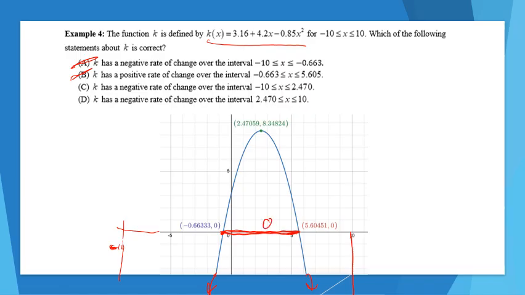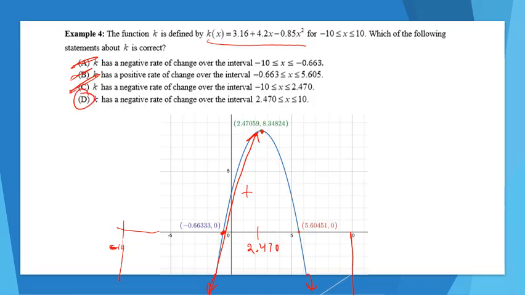From -10 all the way up to 2.470, this is going to have a negative rate of change. And so here, -10 should be way down there. This point is at x equals 2.470. So that's just going to be like that. That's going to be a positive rate of change, right? Because it's clearly shooting up. And so D is going to be our only answer left.